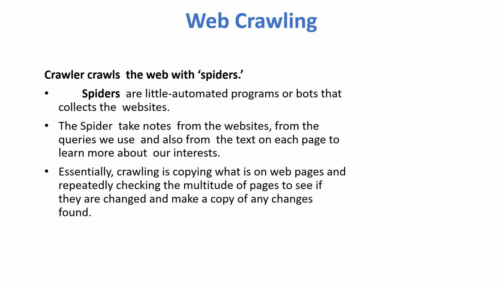First one is web crawling. It is done by the crawler. The crawler crawls the internet to collect the web pages using spiders. The spiders can be thought of as little automated programs or bots that collect the websites. While collecting the websites, it also takes care of the websites which are mostly preferred by the users. That is also taken care of by using their query words. And it periodically checks whether there is an update in the web pages. That is also done by the spiders.